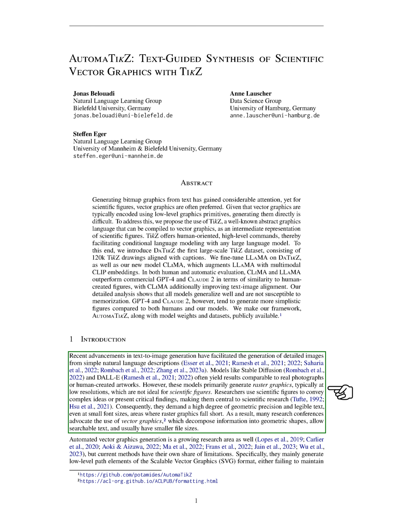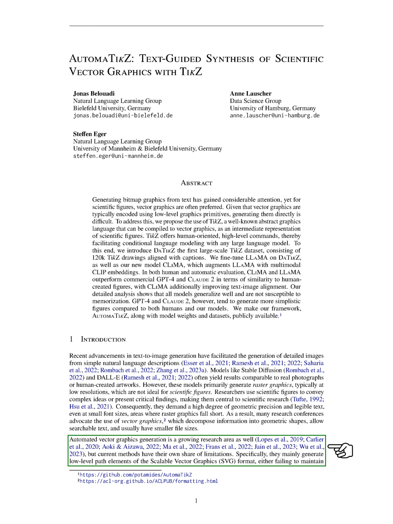That's why many research conferences recommend using vector graphics. These graphics break down information into geometric shapes, allow for searchable text, and usually have smaller file sizes. Automated vector graphics generation is a growing field of research, but it's not without its challenges. Current methods mainly generate low-level path elements of the scalable vector graphics (SVG) format. They either fail to maintain accurate geometric relations, or they only generate outputs of limited complexity, like single icons or font characters.